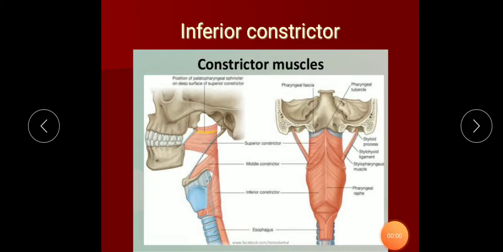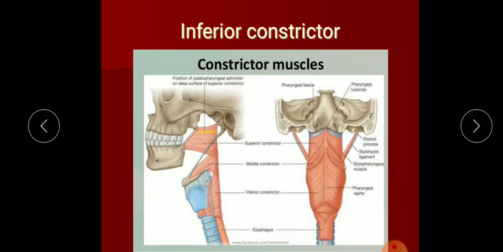So, good morning. Now we'll continue with the rest of the part of the constrictors. So, how far have we reached? We have started the layers of the pharynx, and you know the layers of the pharynx. Do you remember them? What are they?